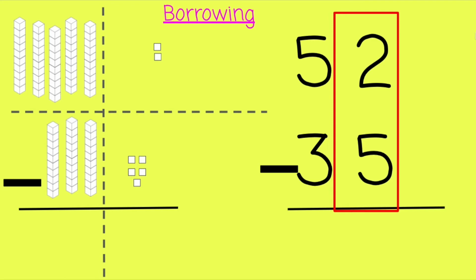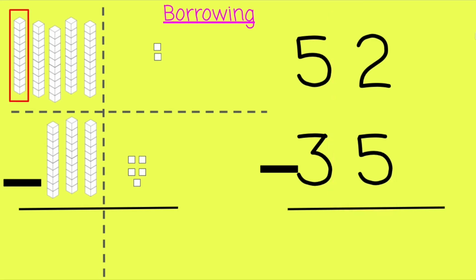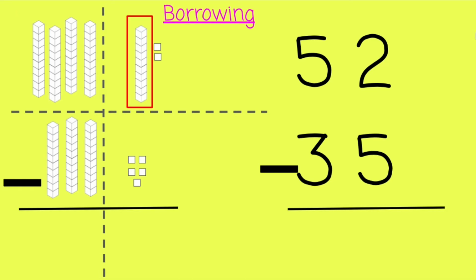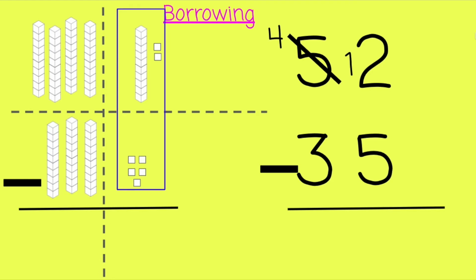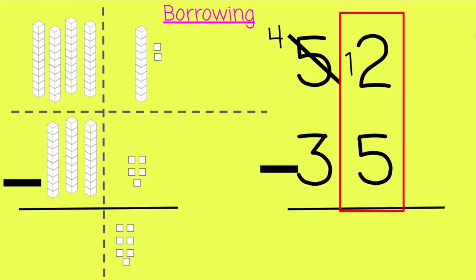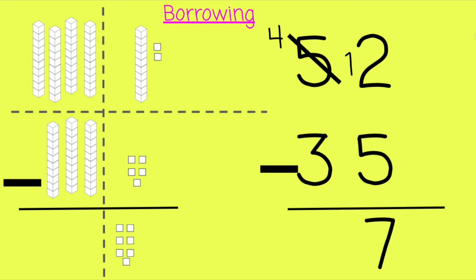Let me explain. We'll head over and borrow 10 from the tens column. I'm going to take this 10 rod and bring it over here. And I'll do the same thing on the right. Great. Now we've got 12 take away 5, which is 7. And over here, 12 take away 5 again is 7.